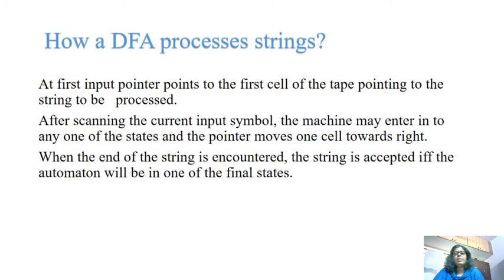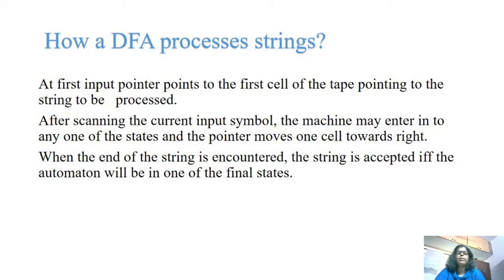How a DFA processes a string. At first, the input pointer points to the first cell of the tape holding the string to be processed. The tape head moves to the first cell of the input tape and reads the first symbol first. After scanning the current input symbol, the machine may enter any one of the states and the pointer moves one cell towards the right. After reading one symbol, it moves to the next symbol.